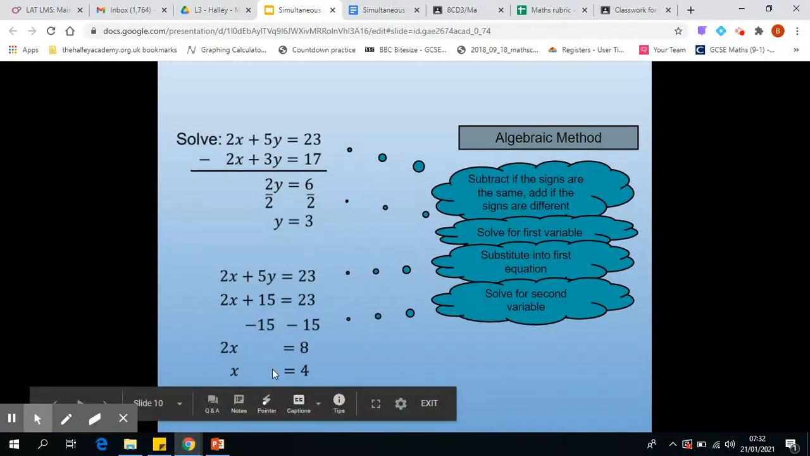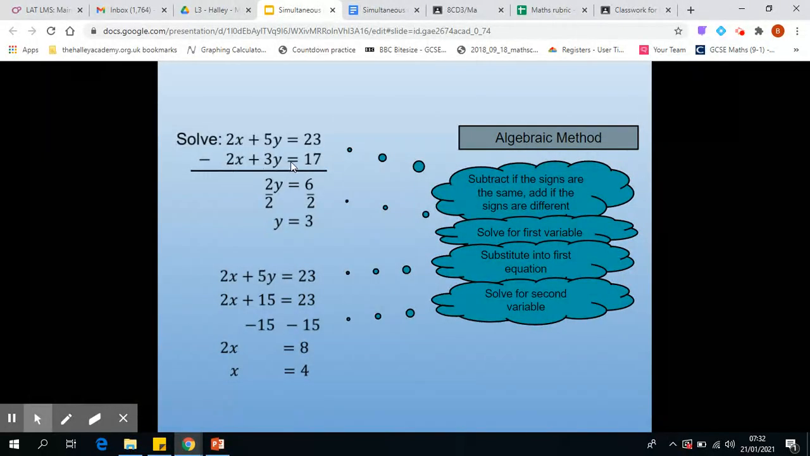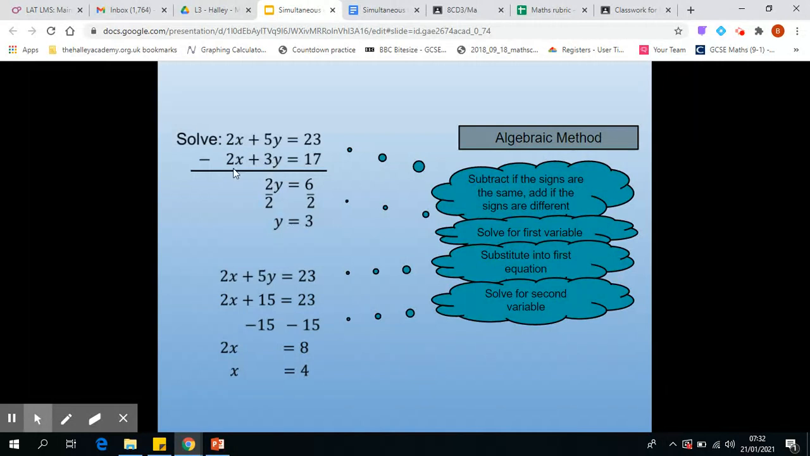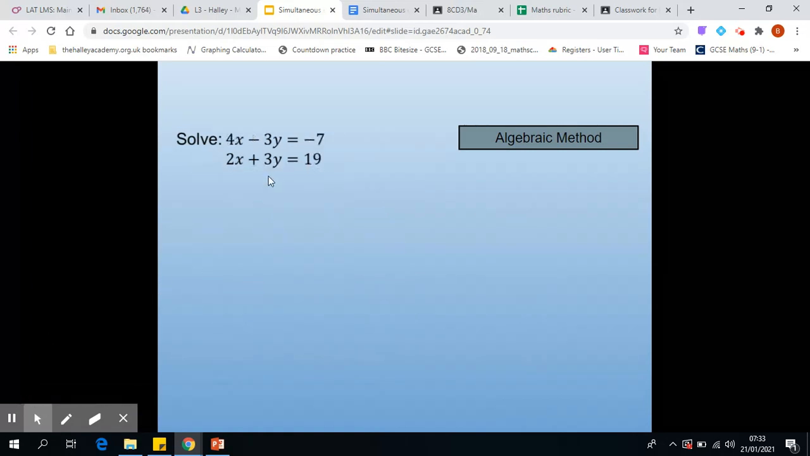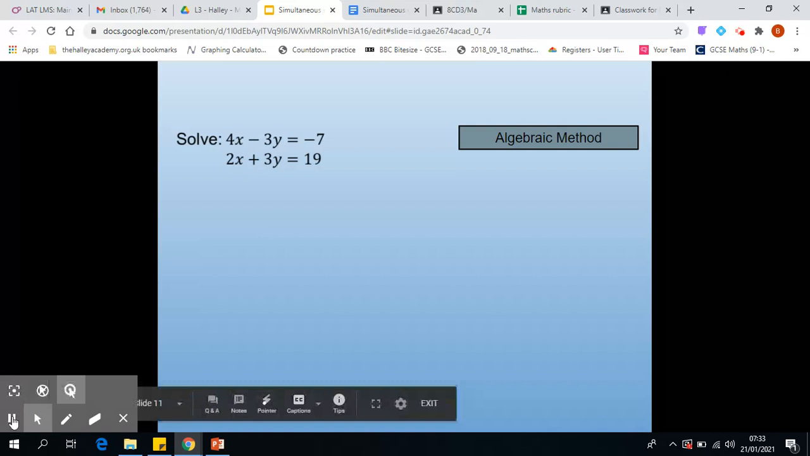I can check the validity of these answers by substituting in the second equation: 2 times x, 2 times 4, which is 8, plus 3 times y, or 3 times 3, which is 9. 8 add 9 definitely gives us 17. Using this as a reference, please try this question on a piece of paper or exercise book. Press pause now.